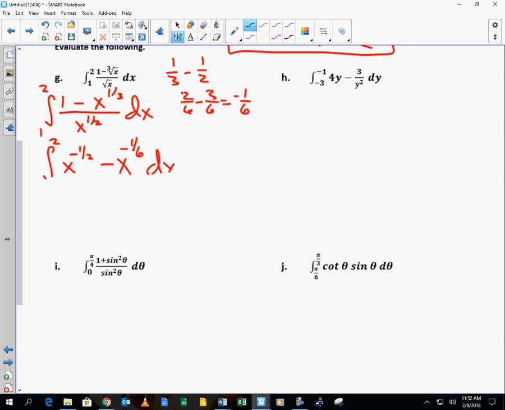Okay. I'm going to do the antiderivative. This is negative 3y to the negative 2. So as I take the antiderivative of 4y, what's the antiderivative of 4y? 2y squared. And then what's the antiderivative of negative 3y to the negative 2? Yep, plus 3 over y.